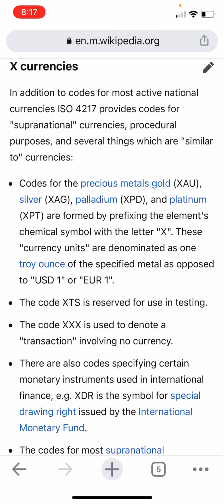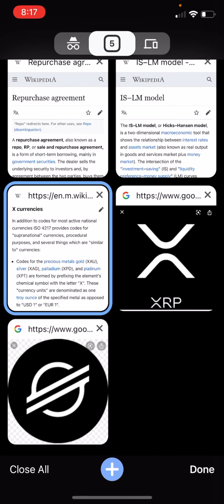Currencies that are 4217, obviously, are things that are used for meetings and exchanges, but that no one can produce, gold namely. So X denotes supranational currencies and things that are similar to currencies but aren't quite. And what is gold? Gold, silver, palladium are stores of wealth. They're stores of value. That's what they are.